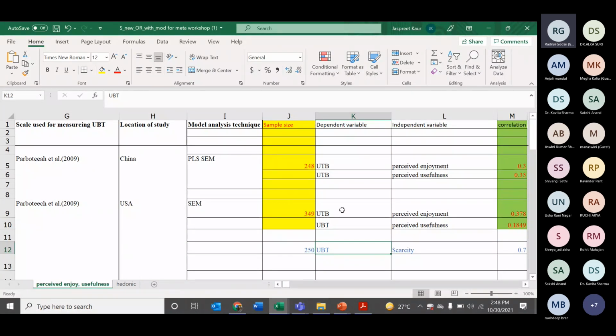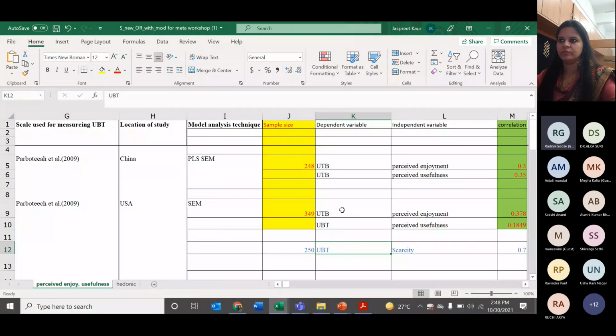Okay, so basically, what was my research objective? My research objective was to find out all the factors which impact urge to buy. Different papers are giving me different factors. But what is important over here is that I need a correlation value between these two factors.